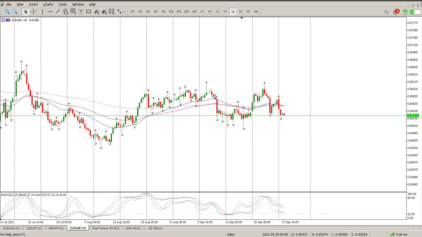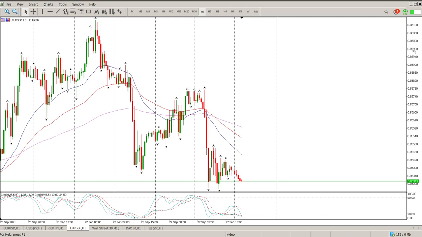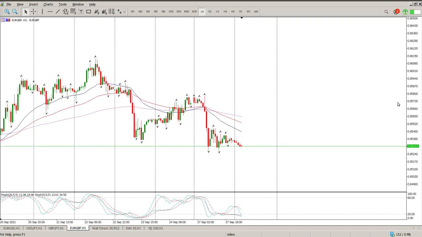Euro, British pound, very much sideways. No two ways about it. Look at the 8-hour. We get above the moving average, below, above, below. This pair I am definitely not interested in trading. I think London breakout is probably the only one that you need to be paying attention to.